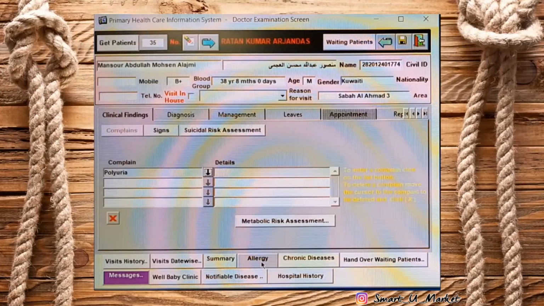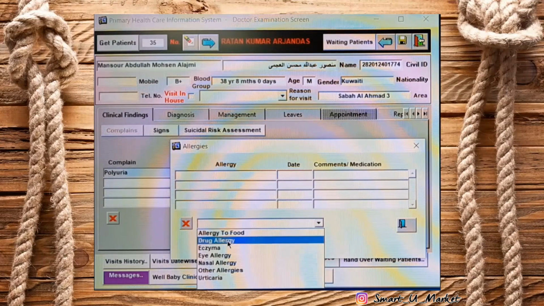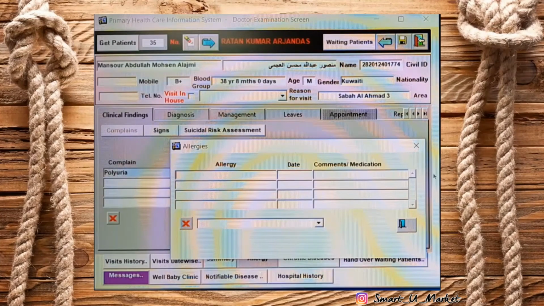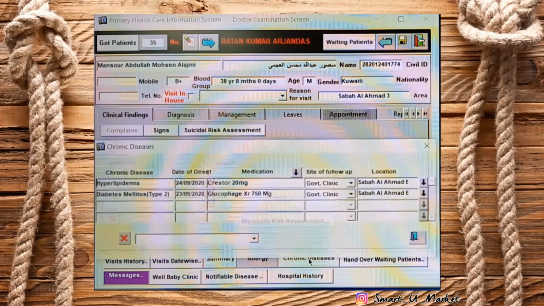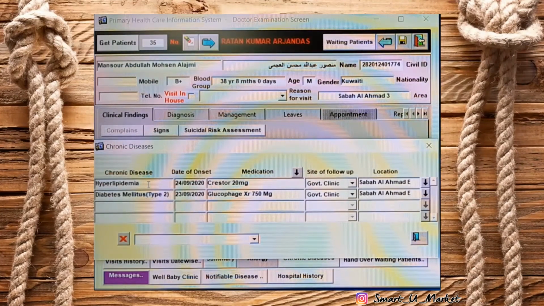So here is an allergy chart showing which patient has allergy to which medicine, or allergy to food, or any eczema or whatever he or she has. And the other icon is the chronic disease. When the patient comes to us in the chronic clinic, at least we have to write what problem he has, like he was hyperlipidemic and diabetic, on the same day he came, the 23rd and 24th.